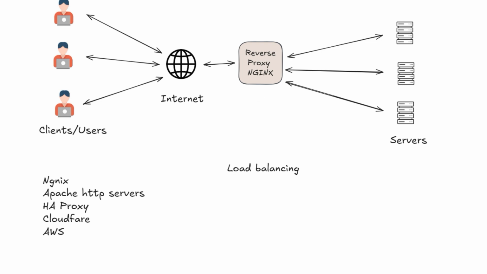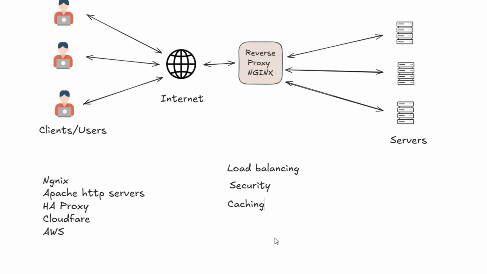Apart from that, the other benefit is security. Deploying a reverse proxy in between the internet and the servers helps to reduce the security risks. Like DDoS attacks can be stopped by using the reverse proxy because the IPs of these servers are not exposed to the internet. Apart from that, the other benefit is caching.